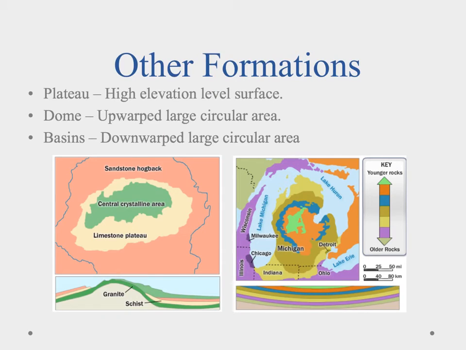Now, some other formations that can be caused by these internal forces would be a plateau, and that's where we have a high elevation level surface. That means that the whole area was just lifted up. We can also have a dome, where we're going to see an upwarped angle, and you can see that down here where we're seeing this upwarping, and that's going to form a little bit of a dome. Generally, they're going to be circular. We can also have a basin, which is where it's going to be coming down and squished like that. And you can see that they can be quite large, but they're going to have that circular shape as well.